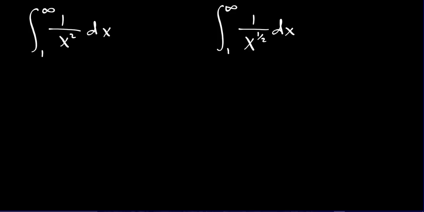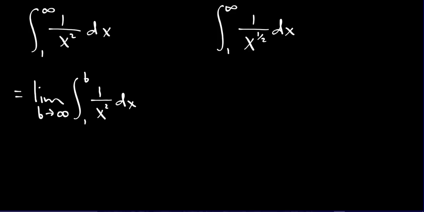And remember how we set these up. What we do is we just change it to a limit. So I might say, well, b goes to infinity, and then I have the integral from 1 to b of 1 over x squared dx. Okay? And we do the other one that same way. But here's the thing. We found that this one converges while this one doesn't.